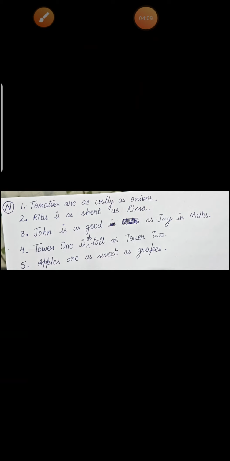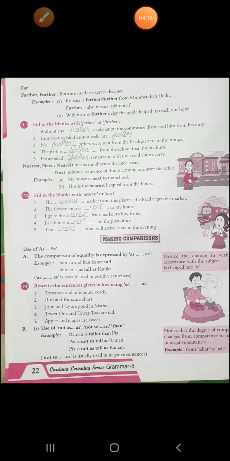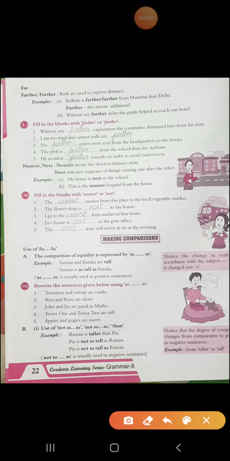Okay, let's move to our next exercise. Now let's see this B1. What you have to do here is use not as...as. Like in the above, you have used only the as...as form. Here we will use not, meaning negative. And we can use not so...as, and then than also can be used.